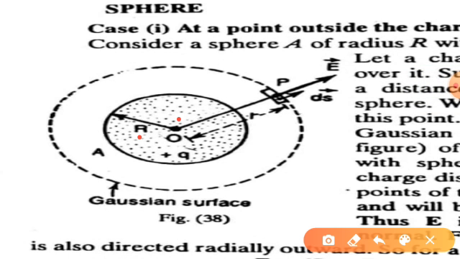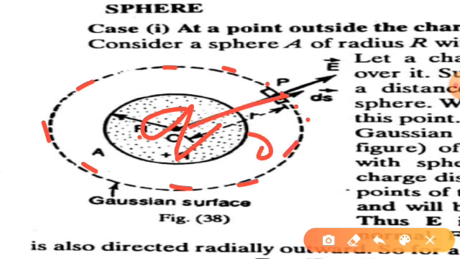So we have the charge enclosed by this surface is Q. Here our aim is to calculate the electric field intensity at a point P, which is outside the charged sphere. For that, we construct a Gaussian surface having radius small r, that is, which is at a distance of small r from the center of the charged sphere.